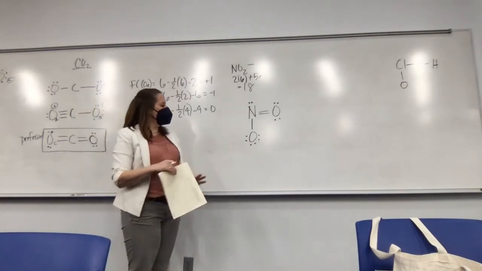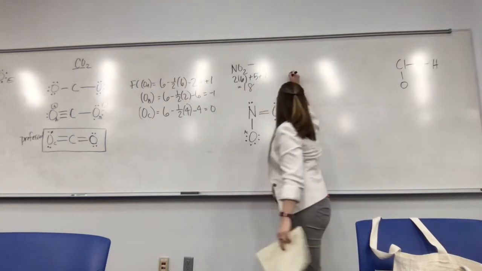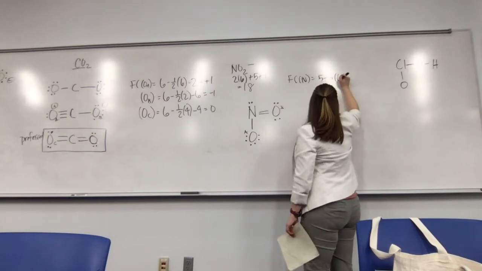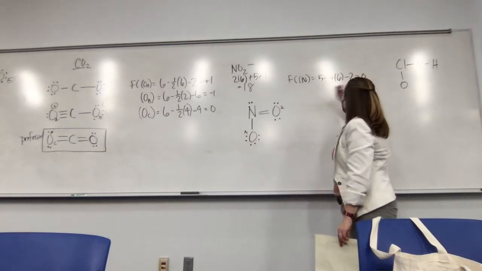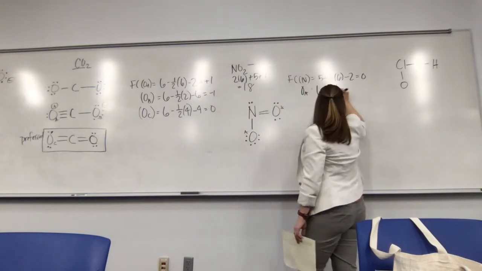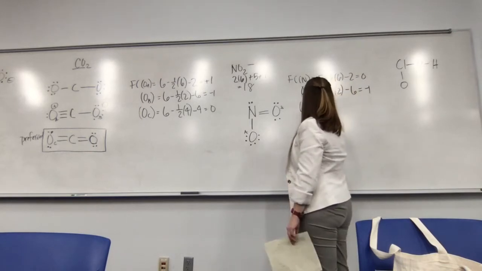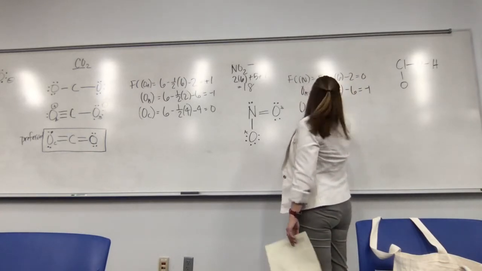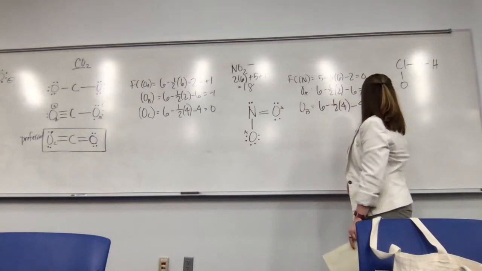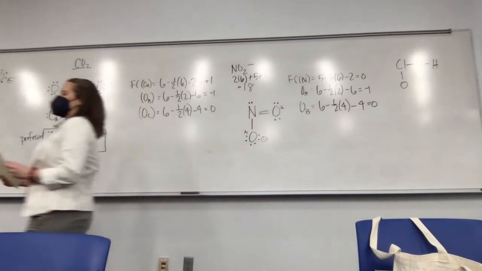So now we're going to look at formal charge. We have A and B. The formal charge for nitrogen is 5 minus half of 6 minus 2, which is 0. For OA, it's 6 minus half of 2 minus 6, negative 1. For OB, it's 6 minus half of 4 minus 4, which is 0.